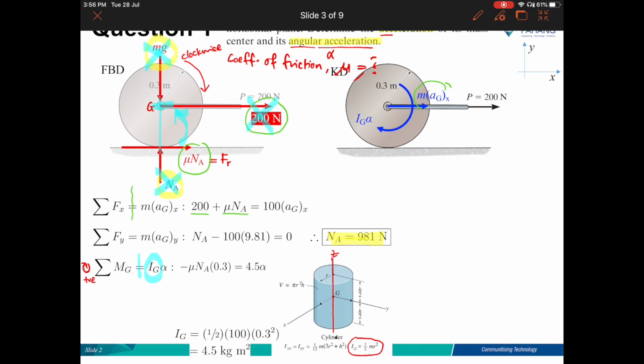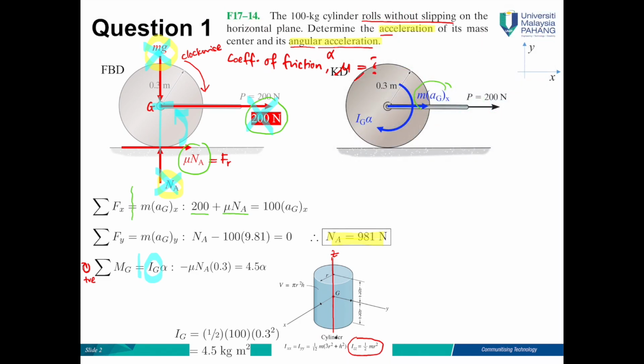All right. So we still cannot solve the problem here because you'll see that we still have a lot of unknowns. Alpha is unknown, mu NA is unknown as well, and also AGX is also unknown. So we need another equation to solve this problem.